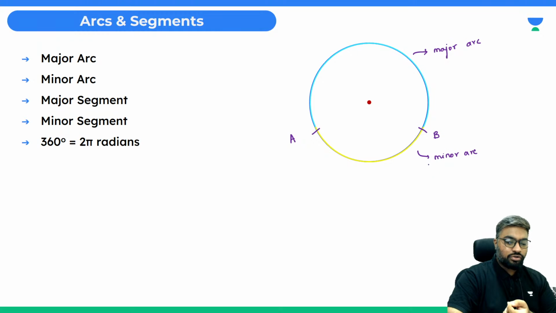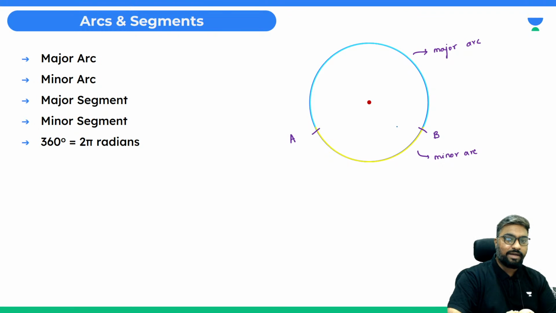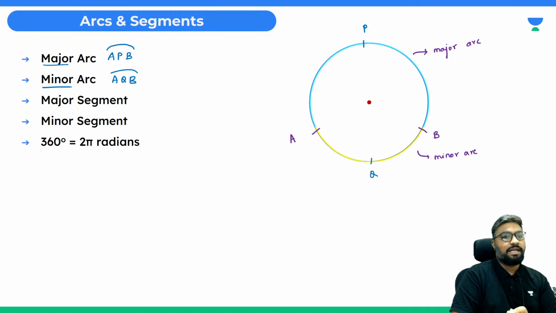Okay. So to differentiate, sometimes, because in questions it is not always clear which is bigger or smaller, people give a different point on the circle. So arc APB becomes your major arc, and arc AQB becomes your minor arc. Clear?